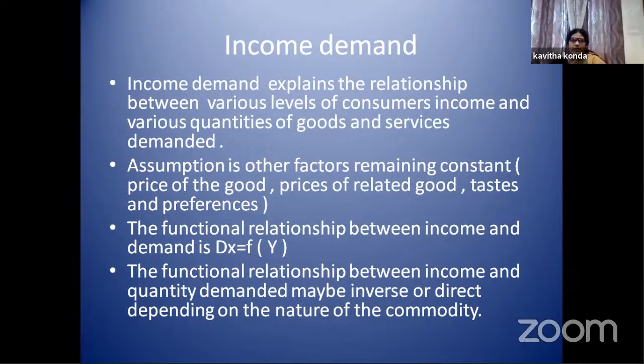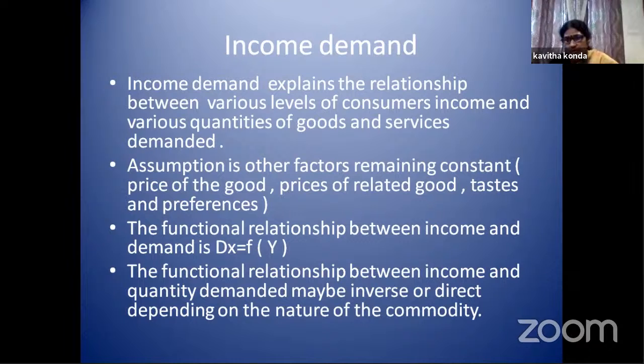The assumption for income demand is that other things remain constant. Other things means what? The price of the commodity, prices of related goods, meaning the substitute goods and complementary goods, and taste and preferences remain constant, but income changes. How the demand changes with the change in income is explained here. So the functional relationship between income and demand is shown in income demand: when income increases, what quantity will be demanded and what type of goods will be demanded.